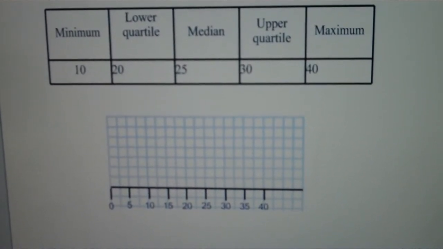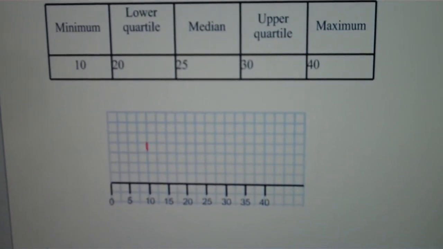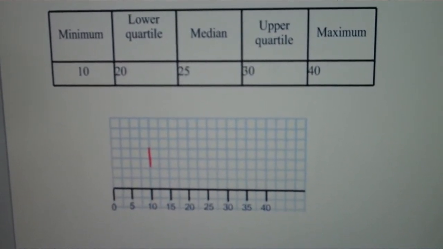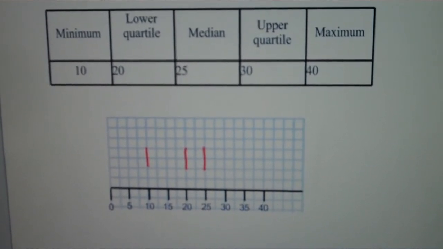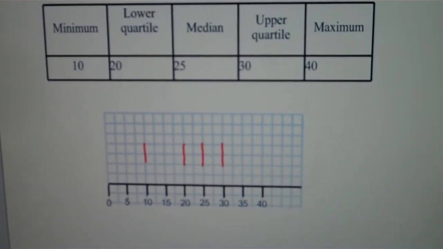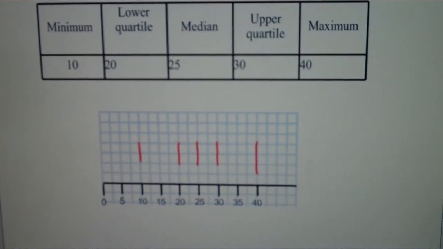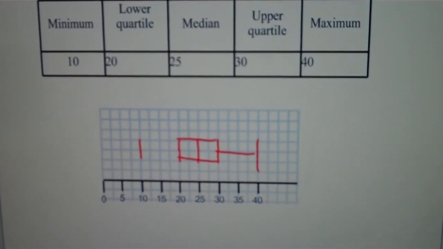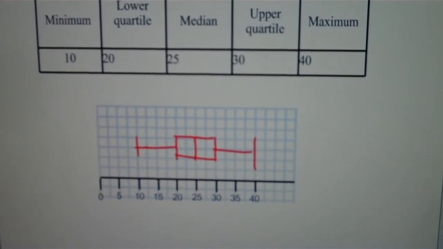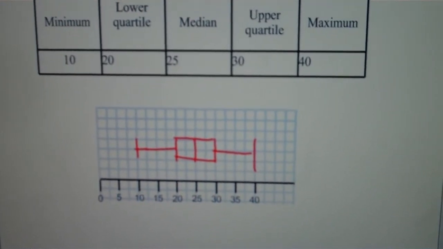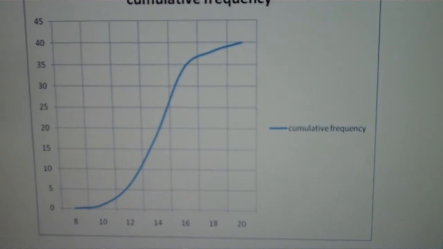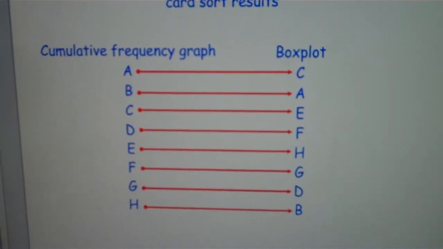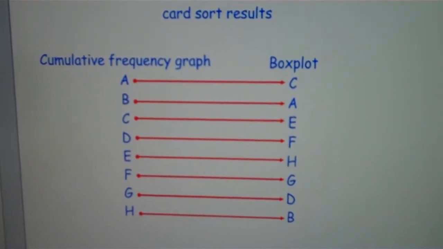And all you need to do is each of the values, just draw a straight line on the graph first of all. So 10, 20, 25, 30, and 40. And then box the middle and whisk it out to either end. Okay, that's just for drawing another cumulative frequency, and then that was for another activity.